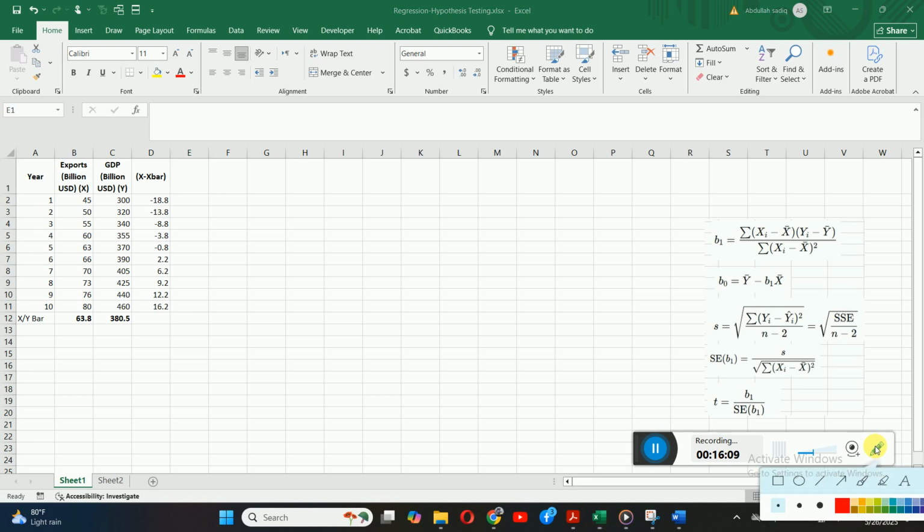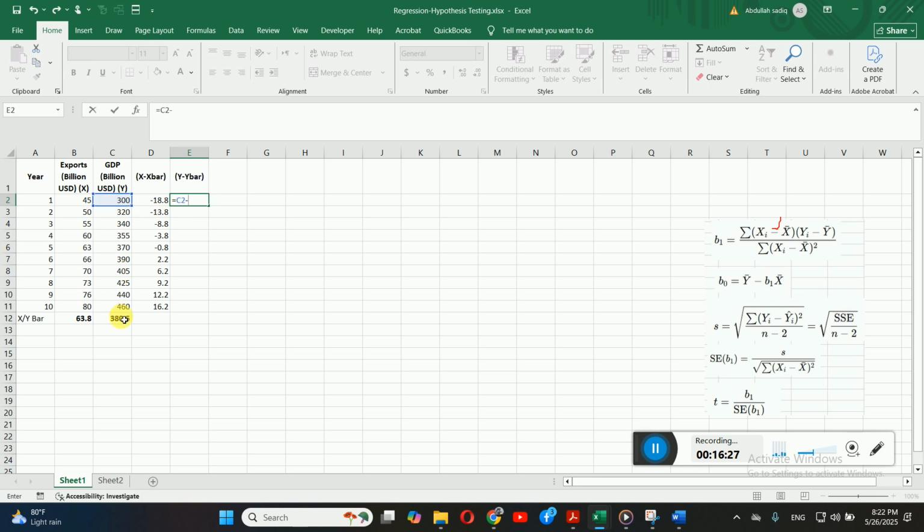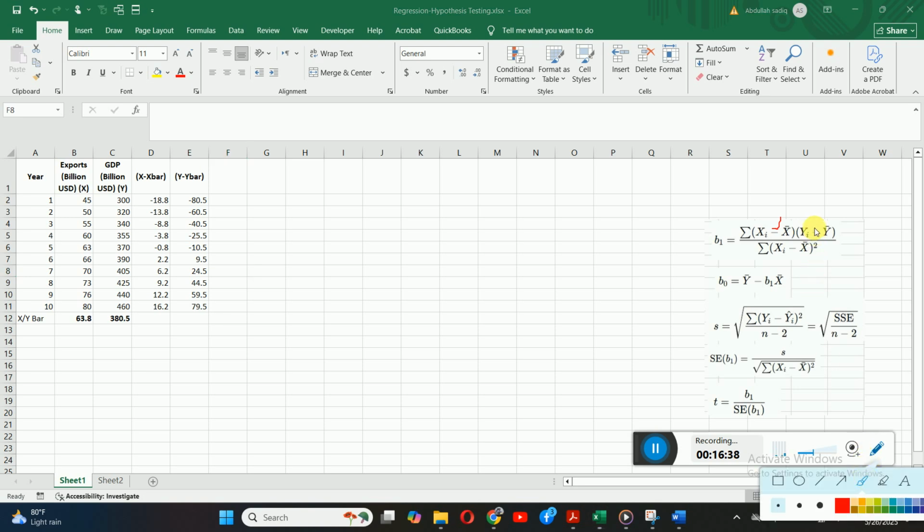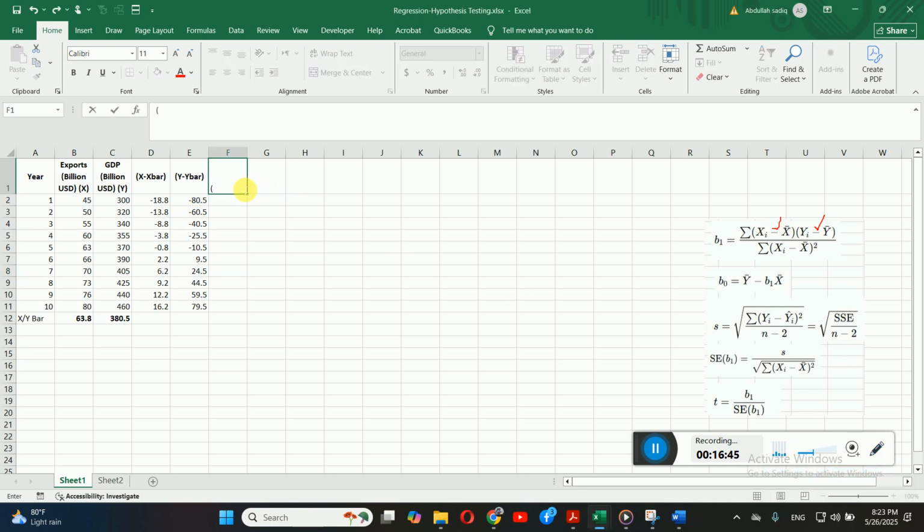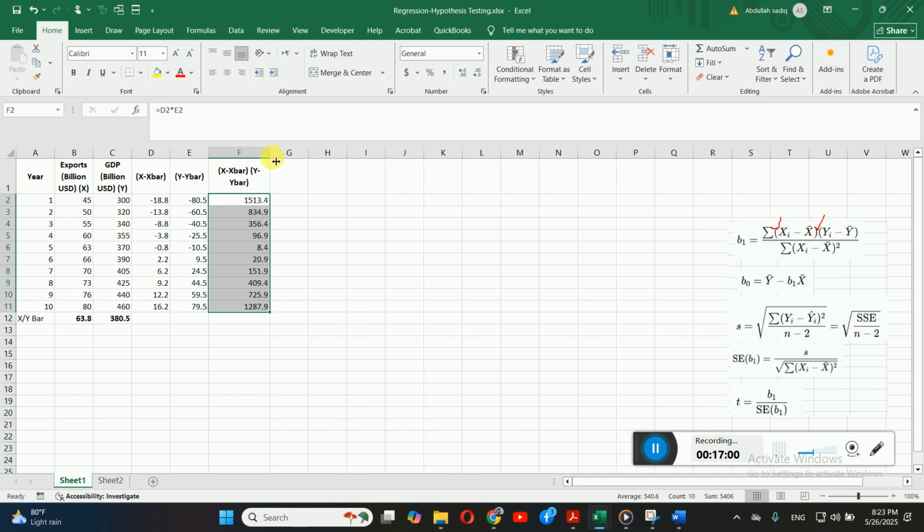Look, dear students, I'm doing it practically for you. This portion is clear. We have computed this one, and in this way you continue to find the others. Now we have y minus y bar: from each y value you subtract the y bar. Just drag it down. This is the second step we found. Now you should take the product of both of these values: x minus x bar multiplied by y minus y bar, and drag it down. So the multiplication is also clear, dear students.